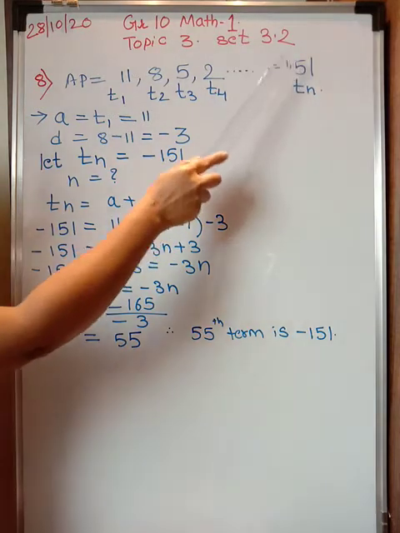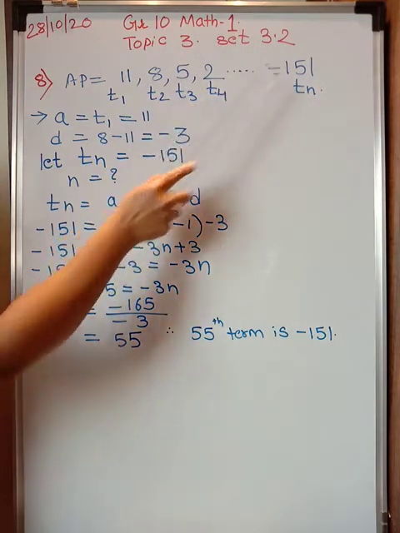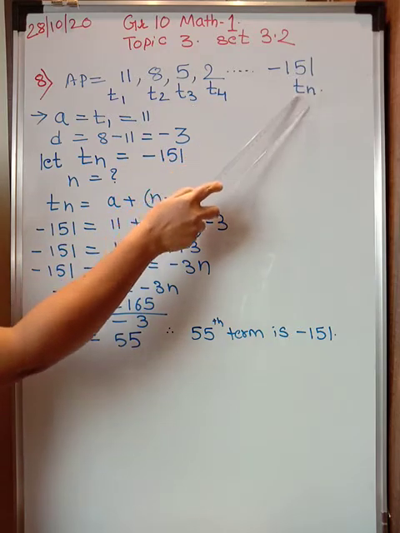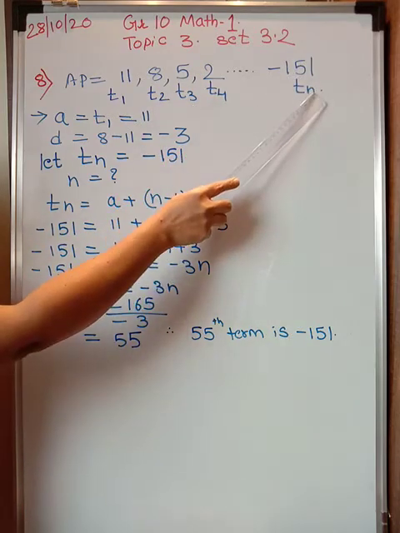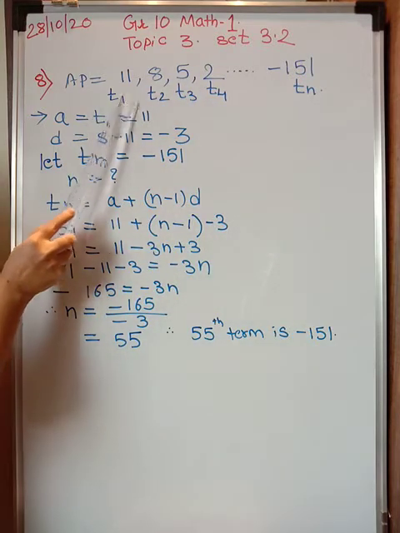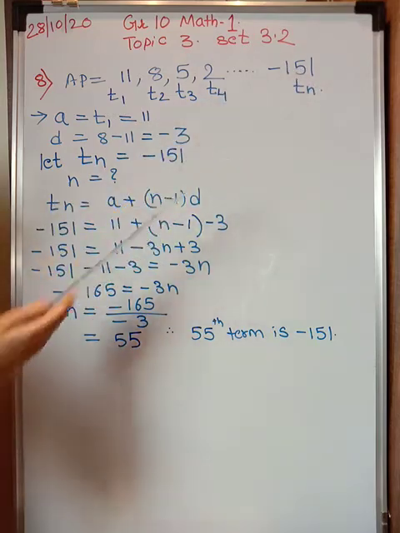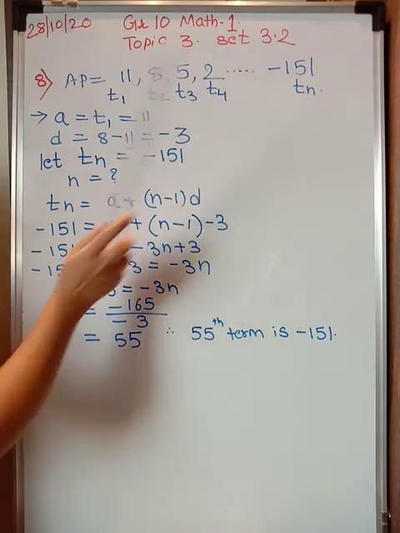So this is which term? For example, this is the second term. This is the third term. So which is the minus 151th term? I will say let it be the nth term. Do you understand? T1 means the first term is this. Tn means this is the nth term. Because I don't know which term that is, I am taking it as a variable.